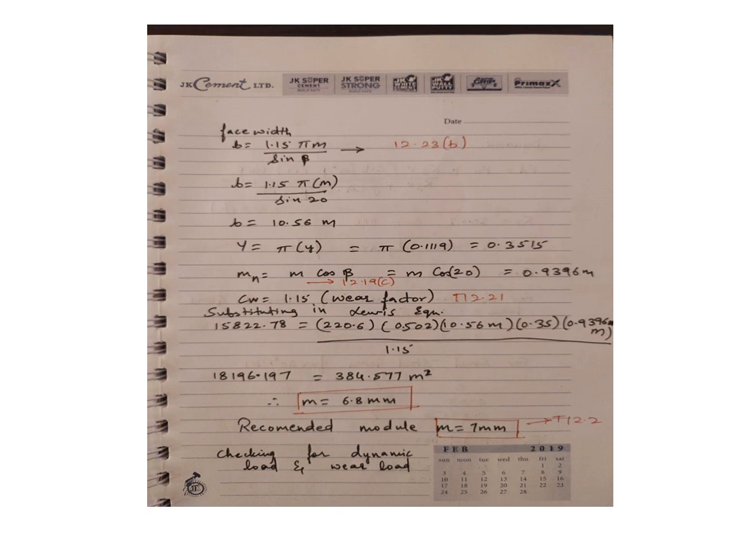Substituting all the values, that is face width b, capital Y, Mn, CW, Ft, as well as the design stress in the Lewis equation, we get m equal to 6.8 mm. Now, the recommended module nearer to this 6.8 mm, from table number 12.2, is m equal to 7 mm.